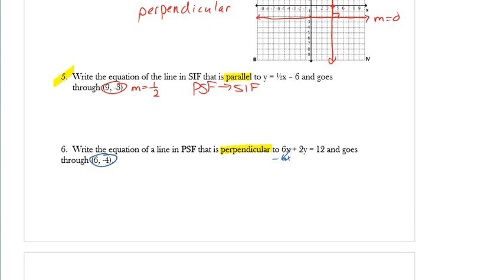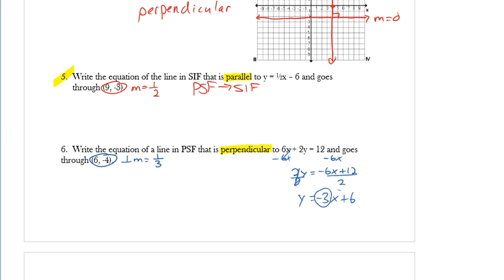So I'm going to subtract 6x. So 2y equals negative 6x plus 12, divided by 2. Y equals negative 3x plus 6. So here's my other piece of information that's important. I have this slope of that original line is negative 3, but I don't want the same slope. I want a perpendicular slope, so that's going to be 1 over 3.